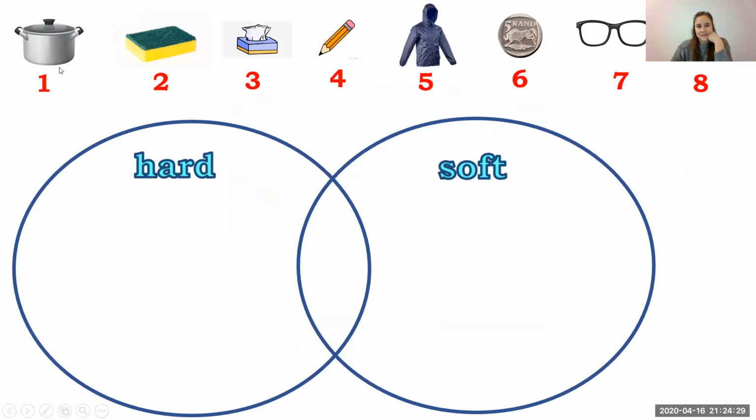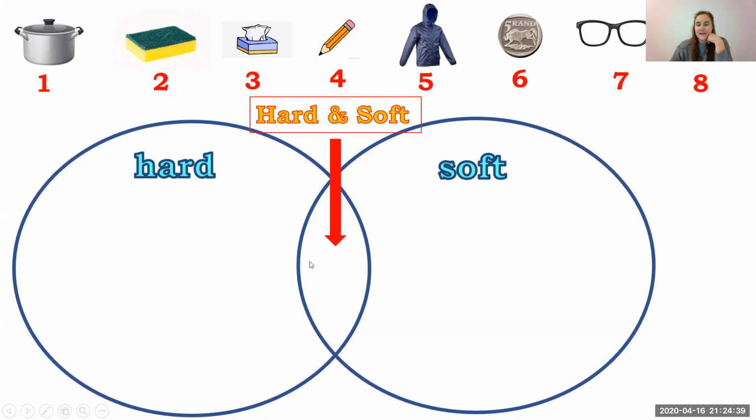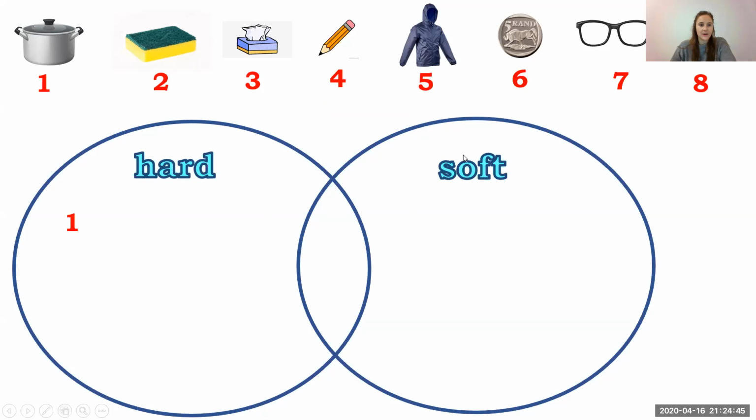So we have the pot and each picture has a number. You need to write only the number into the right places. Is it hard or is it soft? Remember, the space in the middle means that it is hard and soft. So let's start. The pot. Is the pot hard or soft? It is hard.